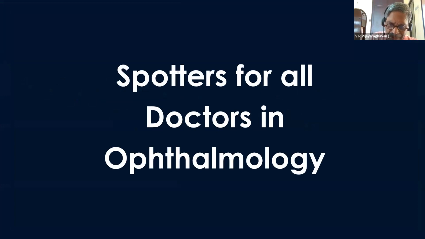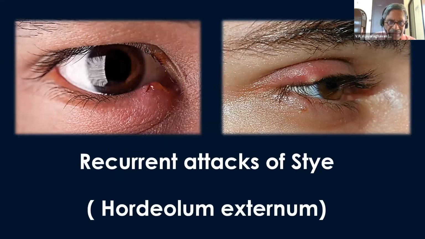Now, to start with, I will tell you the spotters for all doctors, not only ophthalmologists; for others also, it may help you. See now, this is an inflammatory sign. You can see an inflammation of the glands of Zeis at the lid margin. These are acute suppurative inflammations of the glands of Zeis, whose ducts open into the eyelash follicles.